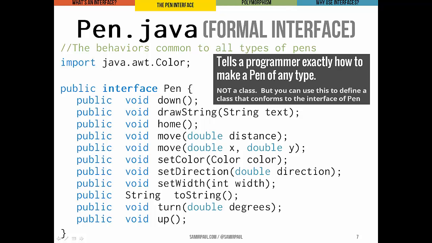This is an interface. But when you define a class, we'll actually have a way to specify that the class must conform to this interface. If it is a type of pen, it has to have a down method. It has to have a drawString method. It has to have a home method, and so on.